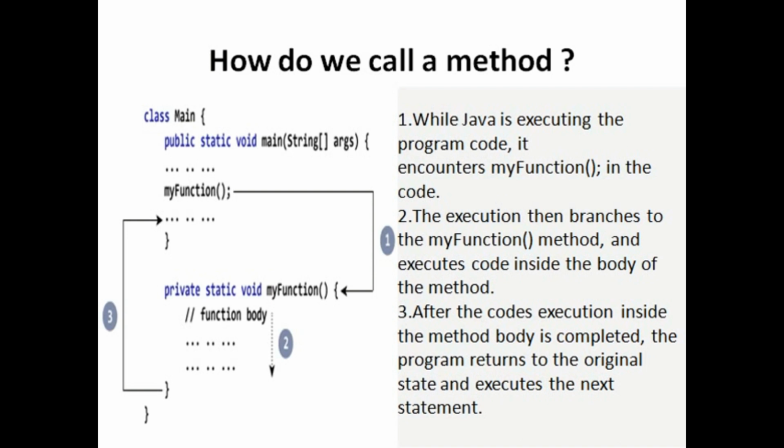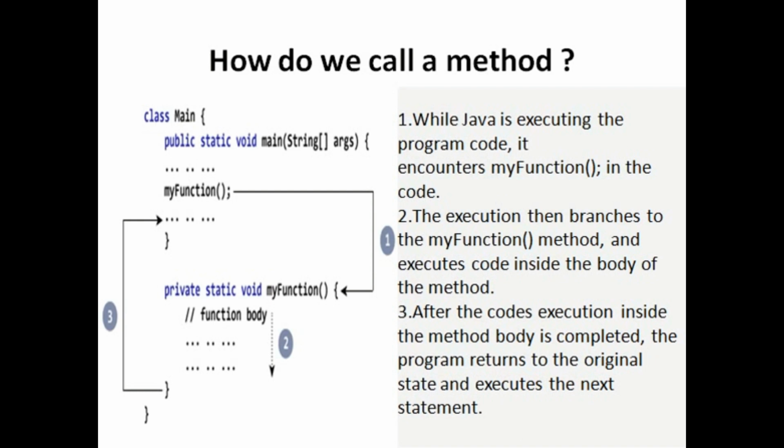Now, let us see how to call a method. See the block of code on the left hand side. It has a class named main. The main class has 2 functions, the main function and a myFunction function. We all know that the program execution will start from the main function. Inside the main function, it will encounter a function called myFunction.